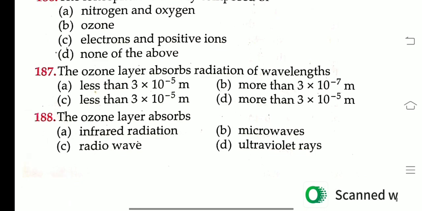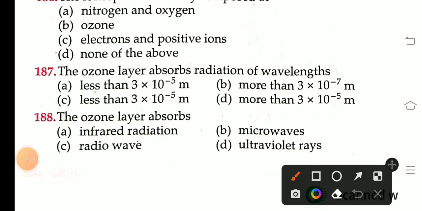Next, the ozone layer absorbs radiation of wavelengths. Right answer will be option A. Less than 3 into 10 to the power minus 5 meter. Next, the ozone layer absorbs. Right answer option D. Ultraviolet rays.